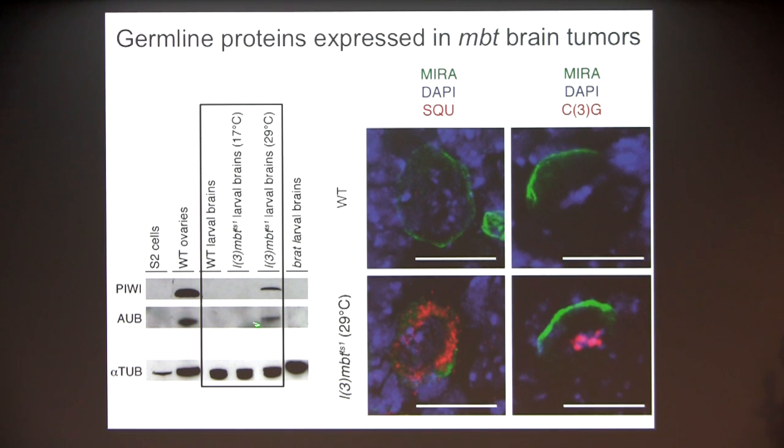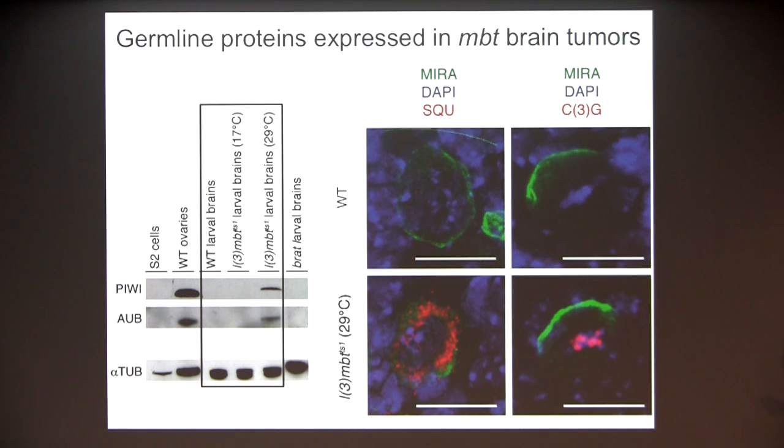As you can see here in the Western blot, we have these two proteins, PIWI and Aubergine, which are involved in RNA interference and biogenesis of the small RNAs. They are expressed in the wild-type ovaries, as our positive control. They are not expressed in the wild-type larval brains, and not expressed in the MBT mutant that is growing at the permissive temperature, but expressed only in the tumoral brains that are growing at the restrictive temperature. And just for comparison, we can see that in tumors coming from a different genetic origin, they are also not expressed.